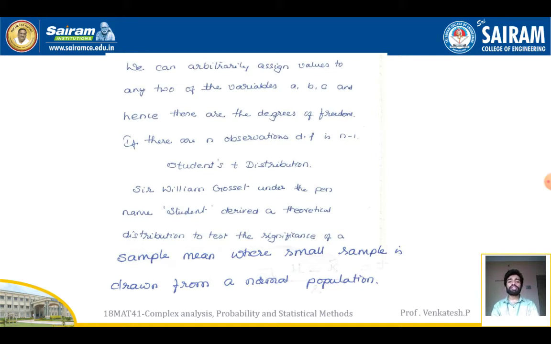So now, Student's t distribution. Sir William Gossett, under the pen name Student, derived a theoretical distribution to test the significance of a small mean, where the small sample is drawn from the normal population.